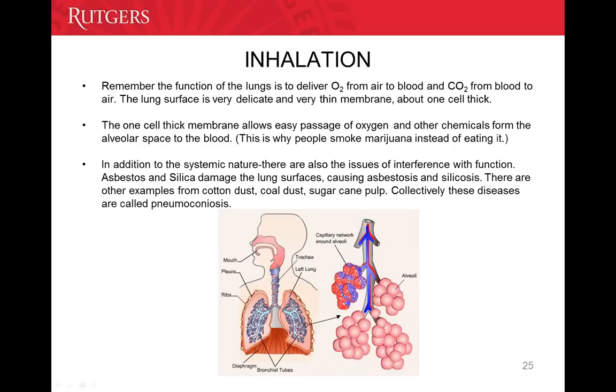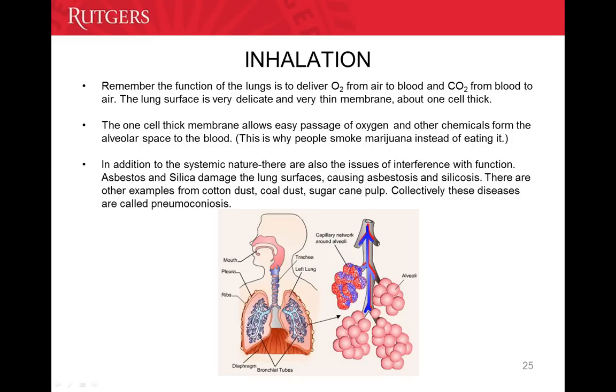Now, why is this important when it comes to exposure? Well, remember that the function of the lungs is to deliver oxygen from the air to the blood and to take out the CO2 from the blood and back into the air. And so the lung surface is extremely delicate. It's about 1 cell thick, very small membrane. It's why you can have oxygen pass very easily into the alveolar space and make its way to the blood. As a practical thing, it's also why you smoke pot instead of eat pot, because you can get that high very quickly. Same thing with cigarette smoking.